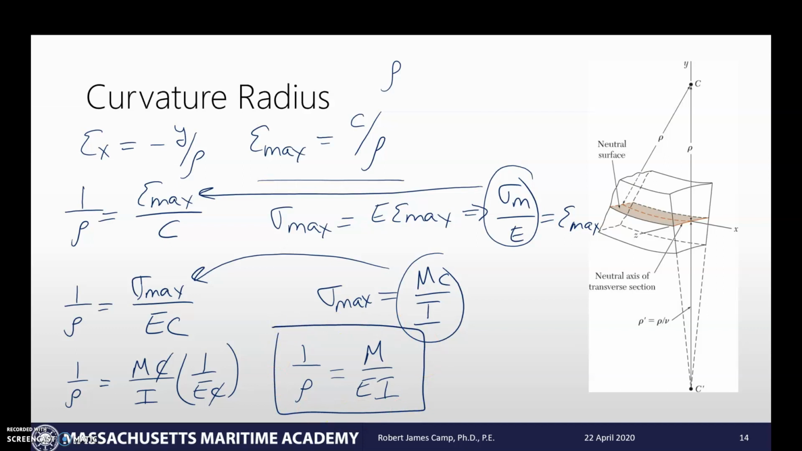You're probably looking at me going, well, why isn't it just rho is equal to EI over M? This is classically the way that you'll see it in all the textbooks. It pretty much is just rho is equal to EI over M.